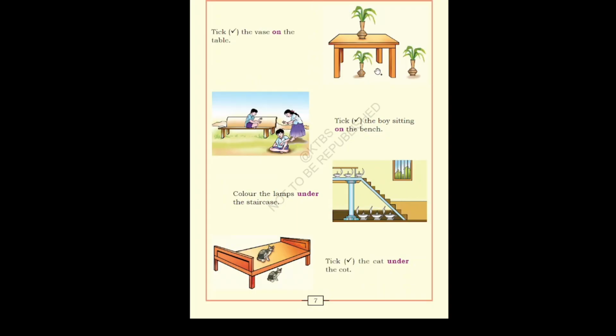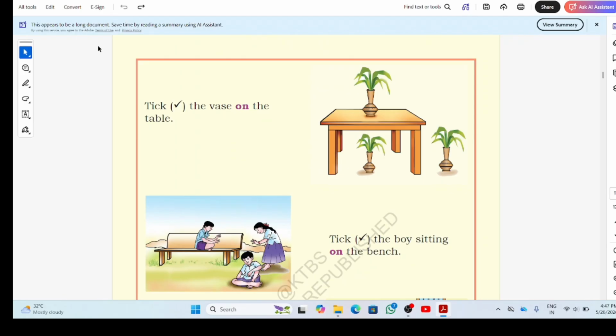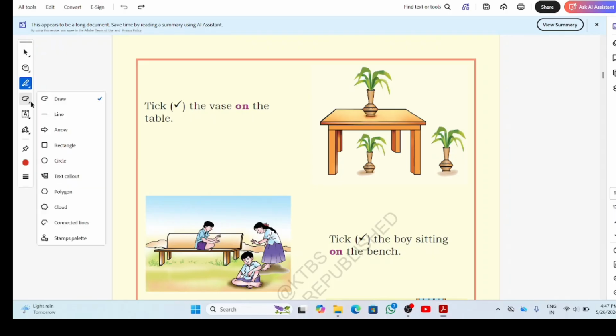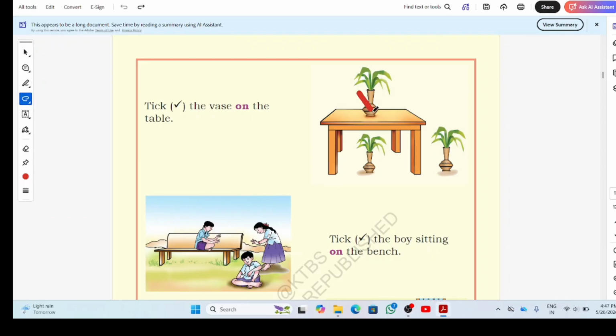Okay, so here the exercise for you. Tick the vase on the table. Here three vases are there, one on the table and one under the table, one beside the table, isn't it? So what they said, vase on the table, on. So that's why we want to mark it as on the table. This is the correct answer.